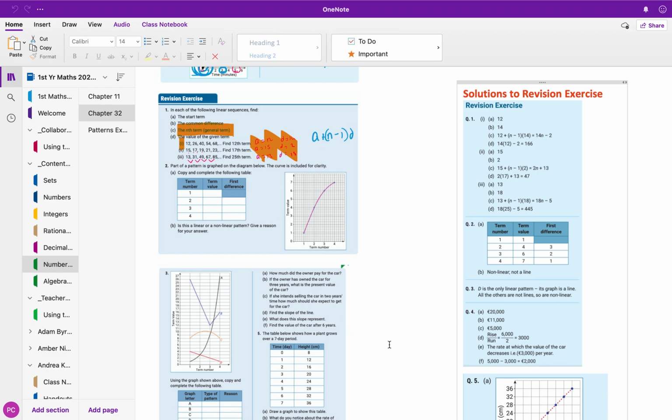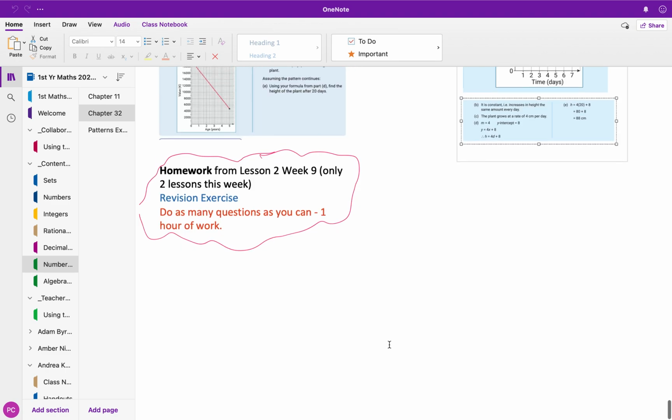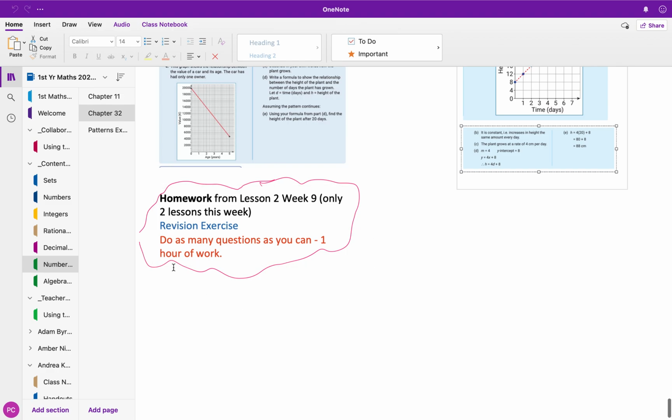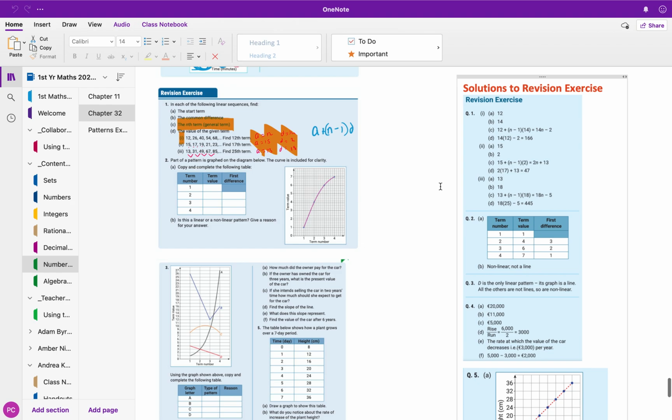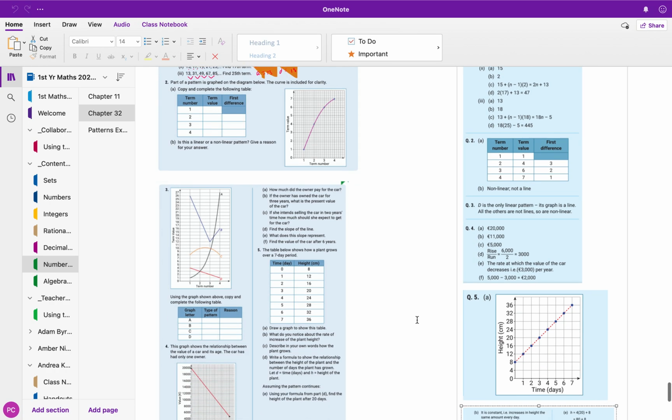So what I've done for the revision exercise, the questions you had from Friday, I asked you to do as many of these as you can in an hour, right? So what I've done is I've put the solutions over here. The solutions to all the homework questions are over here. So what you should do is correct your homework using the solutions. And there will be a couple that you're having problems with.